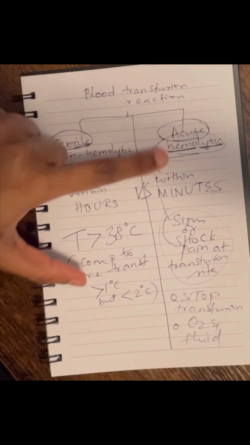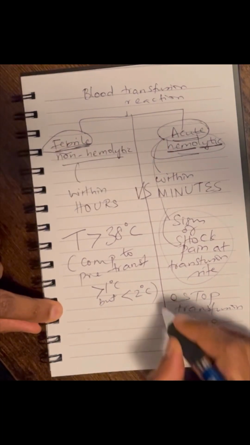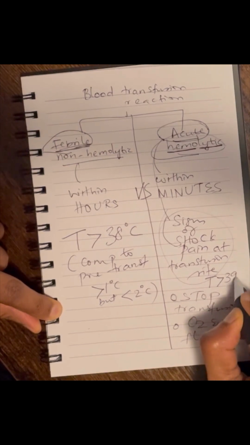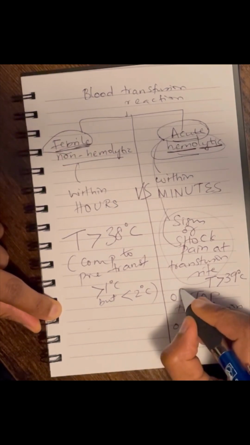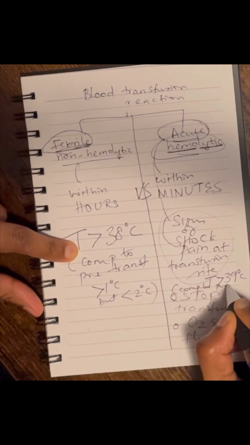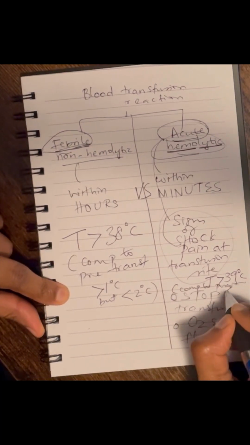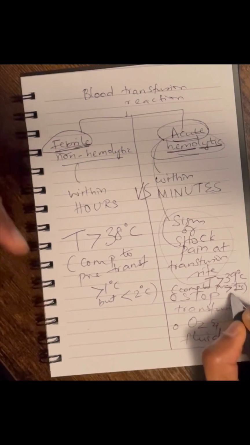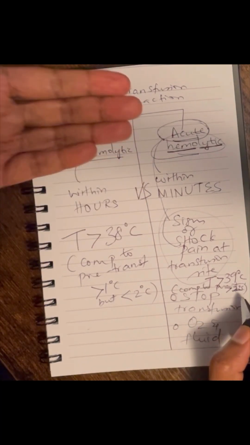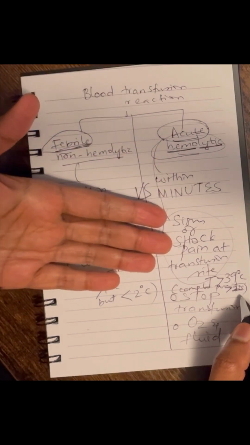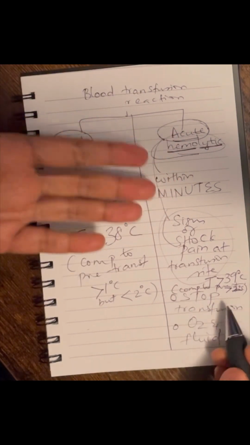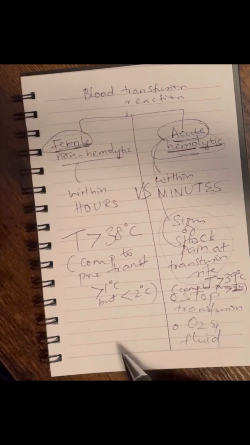Whereas in the acute hemolytic transfusion reaction, the temperature will increase more than 39 degrees Celsius usually, and when compared to the pre-transfusion temperature, the change will be more than 2 degrees Celsius. So for example, maybe somebody's baseline temperature was 36. The temperature after the transfusion with acute hemolytic reaction can go up to 38, compared to the pre-transfusion temperature.